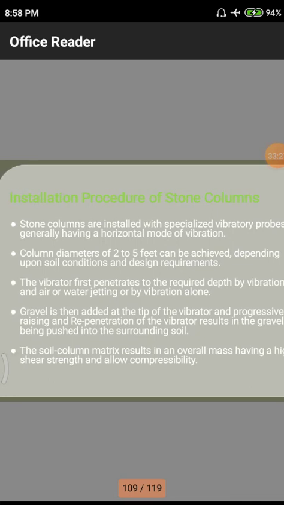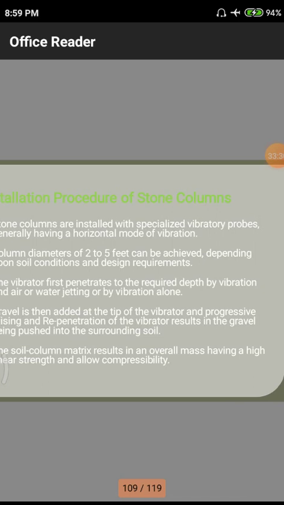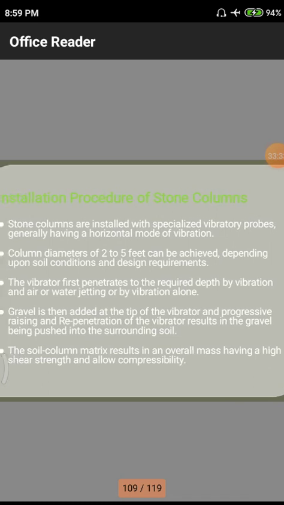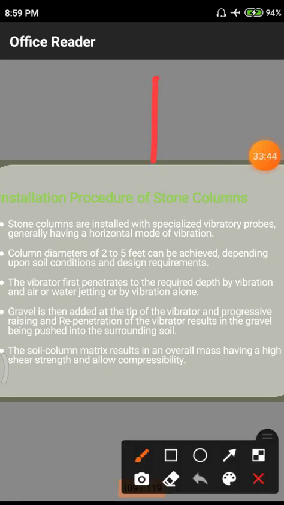Particularly these vibratory probes are used in the construction of stone columns with a horizontal mode of vibration. That means horizontal mode, not vertical mode. Vertical mode means along the y-axis. Here we are using horizontal mode. That means the probe has to vibrate like this. Next, the column diameter is 2 to 5 feet. That means 2 feet to 5 feet. 2 feet is normally 24 inches, and 5 feet is 60 inches, depending upon the soil conditions and design requirements.